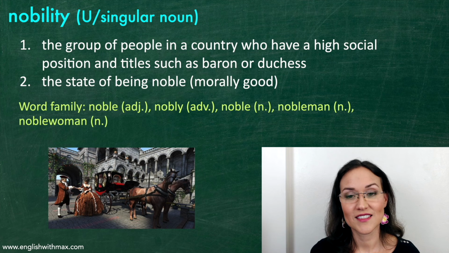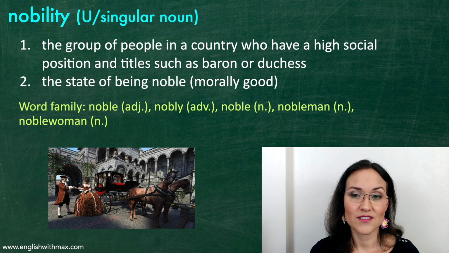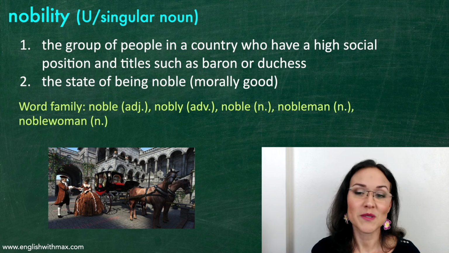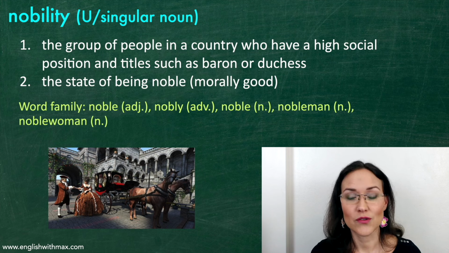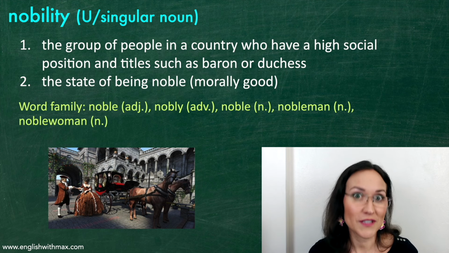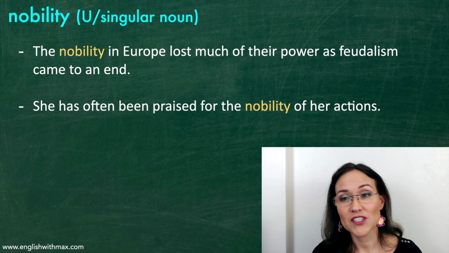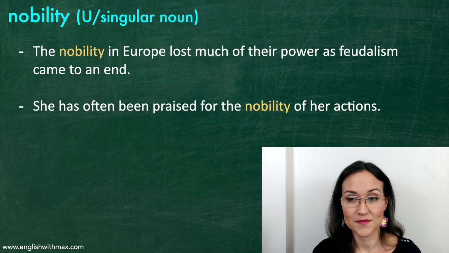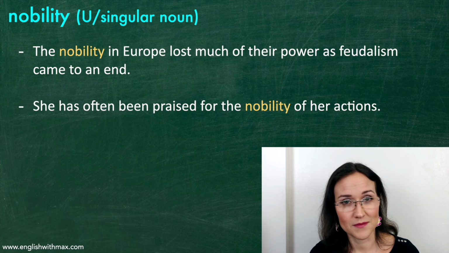Let's see the word family. First we have the adjective noble, then the adverb nobly, then the noun noble. A noble is a person who is a member of the nobility. Then we have nobleman. That's a male noble. And a noblewoman. That's a female noble. The nobility in Europe lost much of their power as feudalism came to an end. She has often been praised for the nobility of her actions.